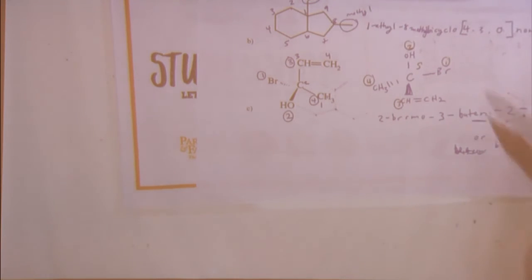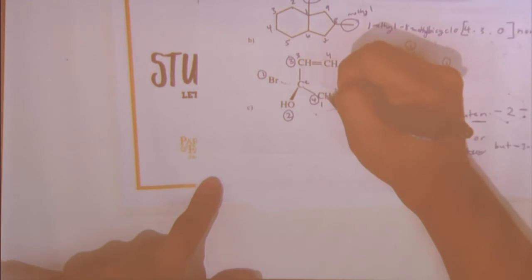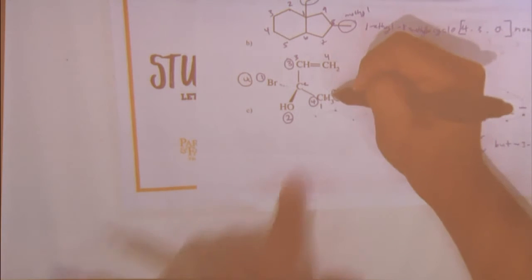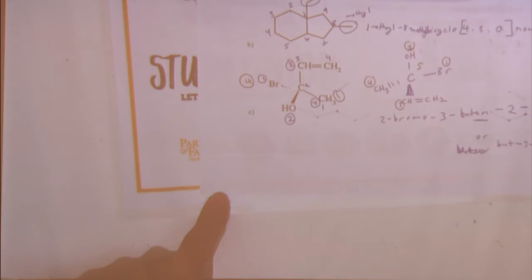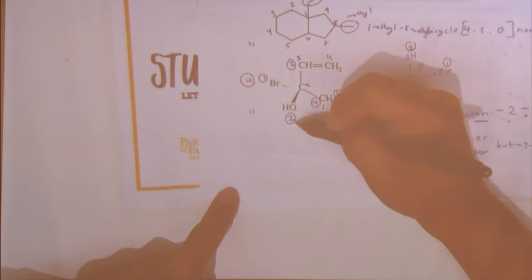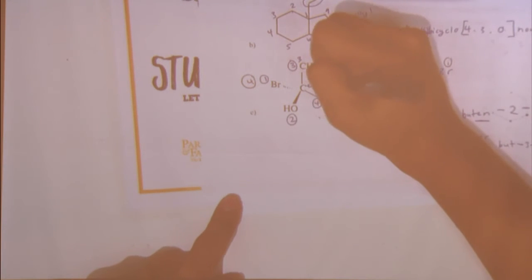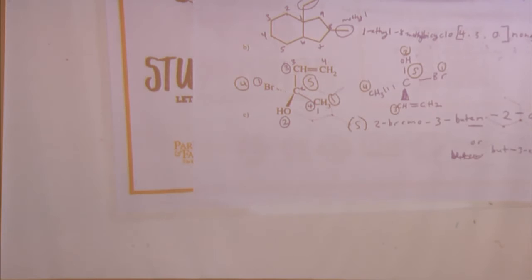Or if you're not comfortable with making sure you're not altering the configuration, one of the tricks with configuration is just switching whatever is on the dash with the lowest priority. So I'll go ahead and put 4 here now, and 1 here. So now when I do the configuration with these numbers into account, and I look at the rotation, you're going to see that it's going clockwise, which is R, but you have to flip it because you just changed it, so it'd be really S. So then the final name would be (S)-2-bromobut-3-en-2-ol.